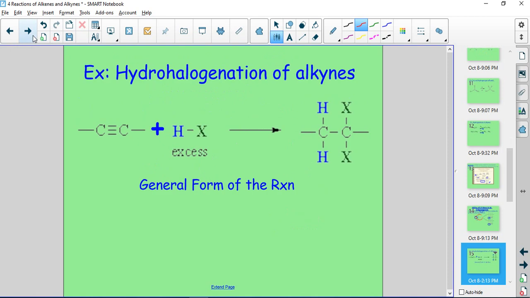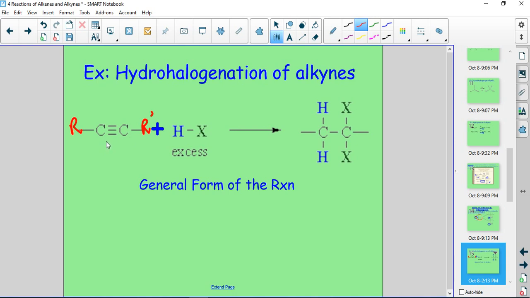We can move on. Right, so generally this is what a hydrohalogenation will look like. Here you have an alkyne. And again, we're just trying to show you different examples of how you might see this. So instead of an R or an R prime, these dashes just mean any general form of an alkyne.